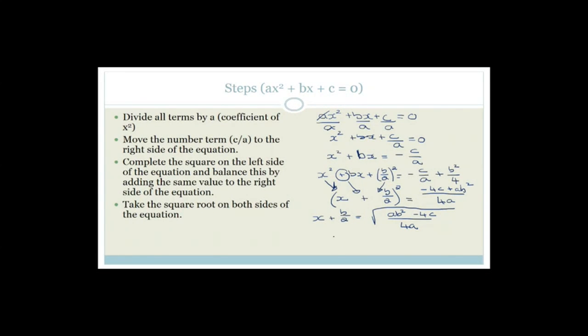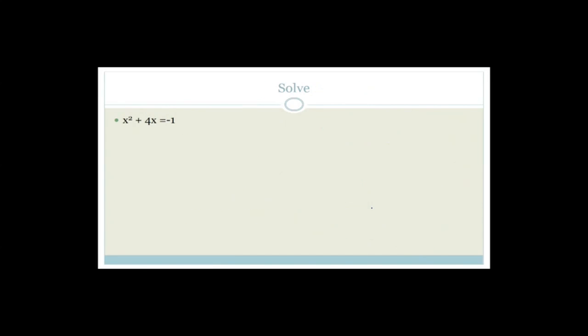Anyway, so then it becomes x is equal to minus b over 2 plus or minus the square root of ab squared minus 4ac all over 4a. Okay, so that's our steps. And what we're going to do now is we're going to practice it.